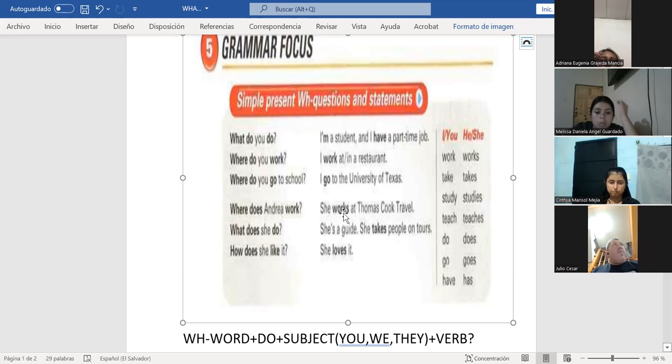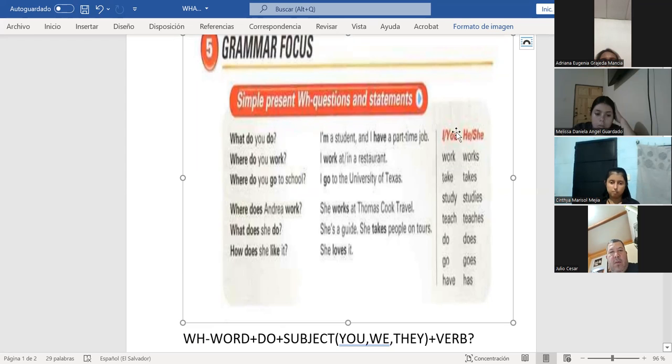The verb changes. Okay, tercera persona, cambia el verbo, ¿verdad? Agregamos S o ES. All right, good. What does she do? She's a guide. She takes people on tours. How does she like it? She loves it.